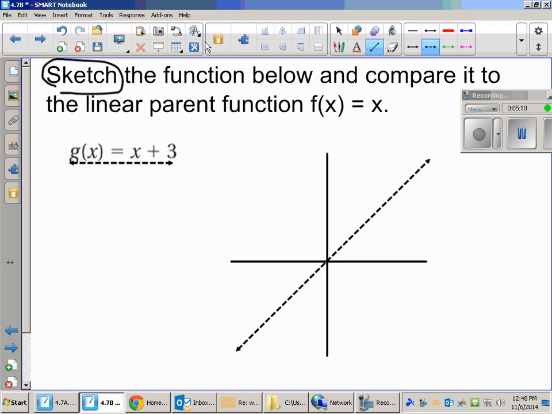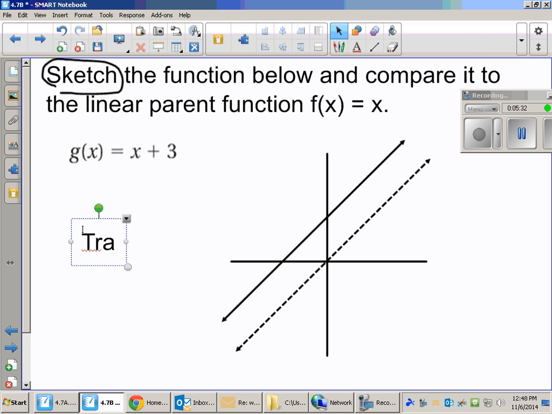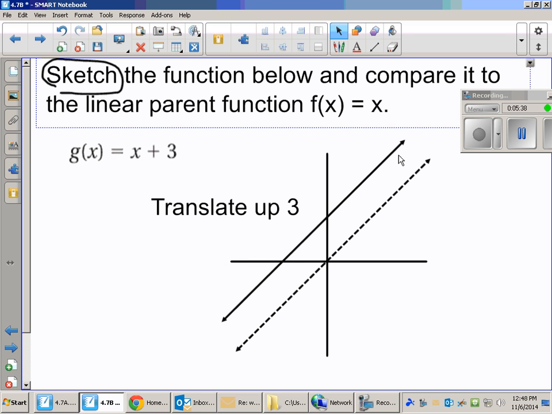Then I know that it's going to have the same slope. It's going to have the same steepness because it has a slope of 1. The only thing that's different is that it's translated up 3. So that's my sketch. Here was the parent graph, and then I shifted it up 3. To compare it, I'm going to write translate up 3. That's my comparison, and the sketch is this graph right here.